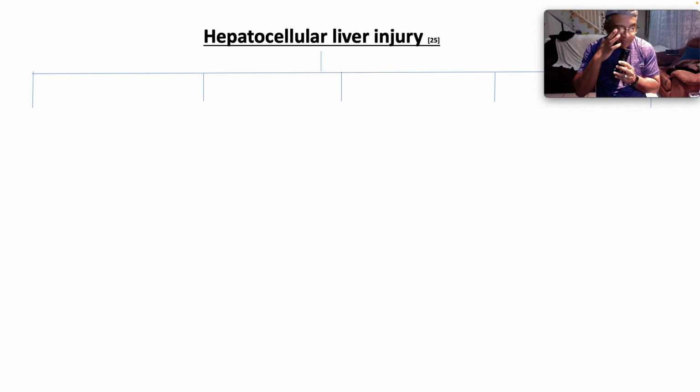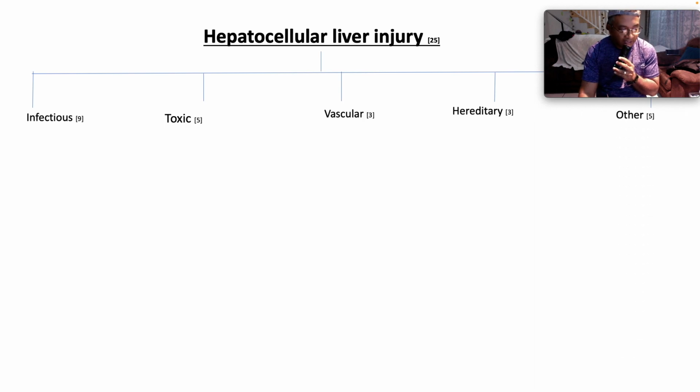Aminotransferase elevation is mild when it is below 5 times the upper limit of normal, moderate when it is 5 to 10 times the upper limit of normal, and marked when it is greater than 10 times the upper limit of normal. The causes of hepatocellular liver injury, by and large, can be categorized into the following categories. Right, so we have infectious, toxic, vascular, hereditary, and others.